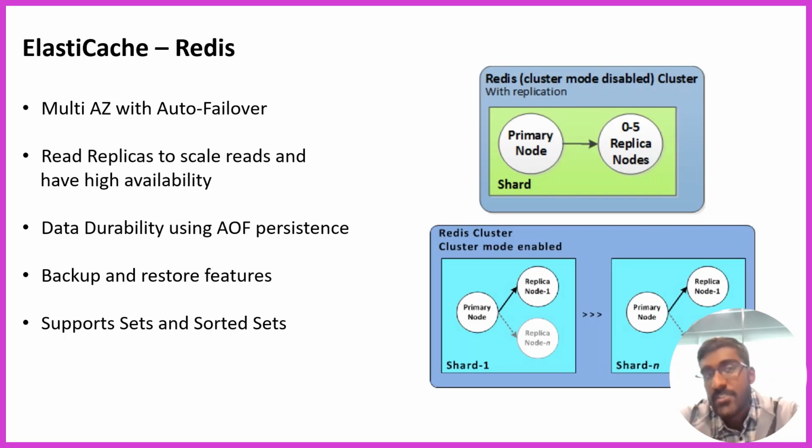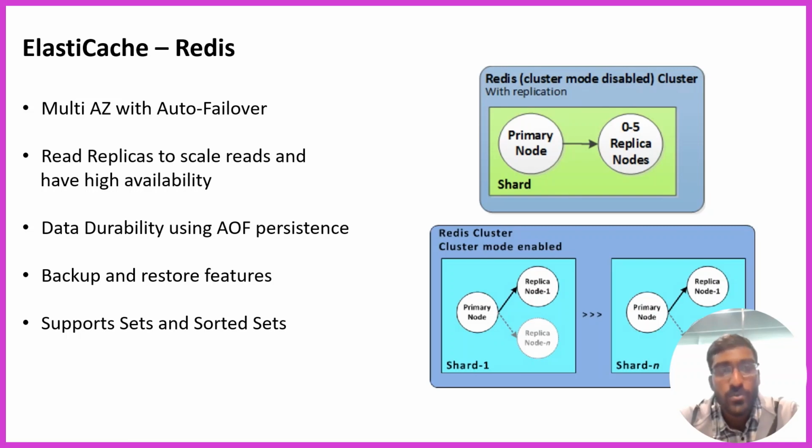For example, imagine you have a Redis cache running in one AZ and a network issue or hardware failure occurs. Multi-AZ with auto failover ensures that the standby node in another availability zone takes over, preventing downtime of your application.